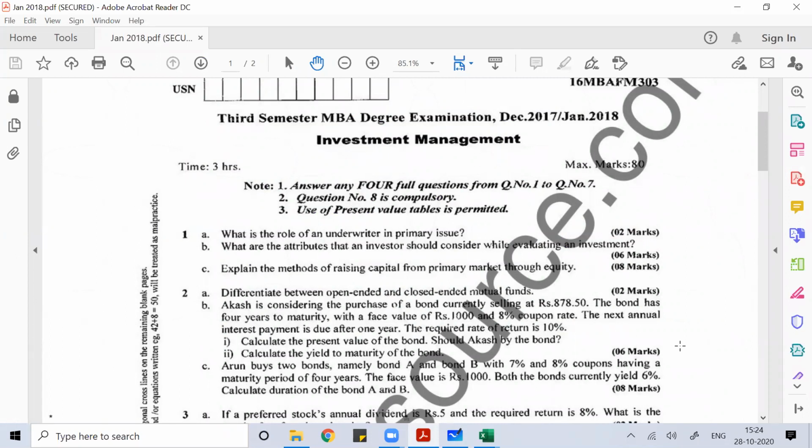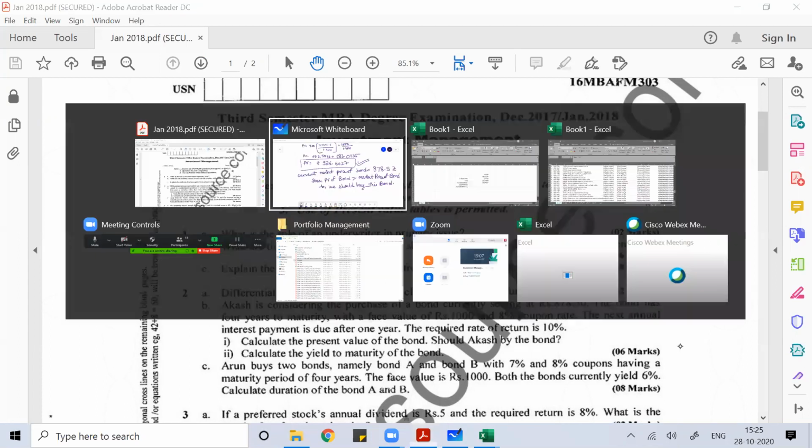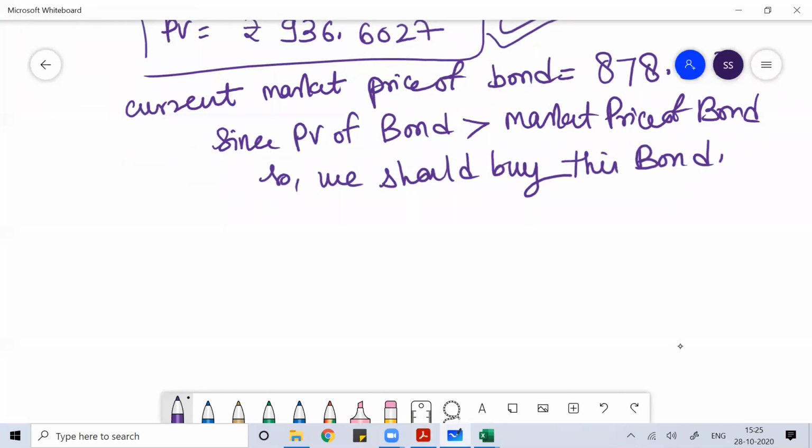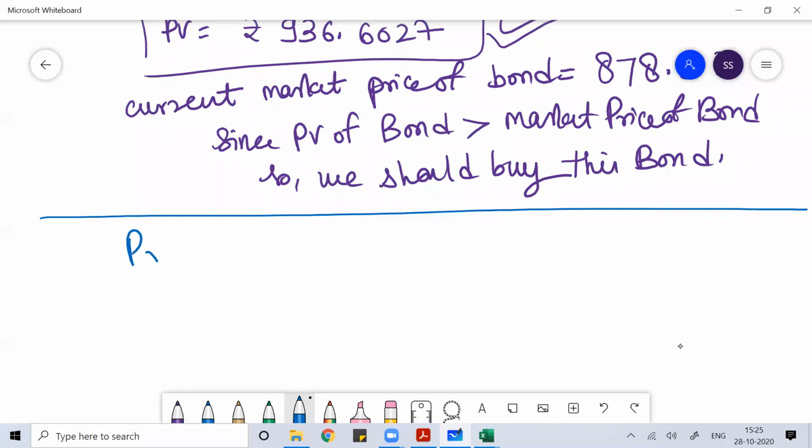So the first part is done. Then the next part is to calculate the YTM, yield till maturity of the bond. If I have to calculate the YTM, here the price of the bond is equal to 878.5.